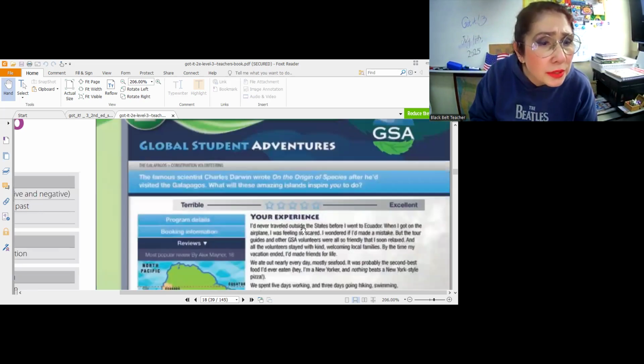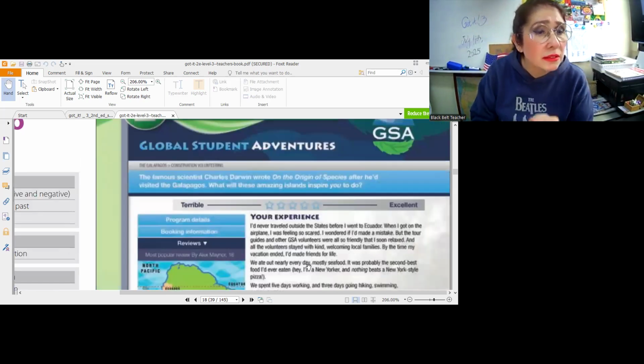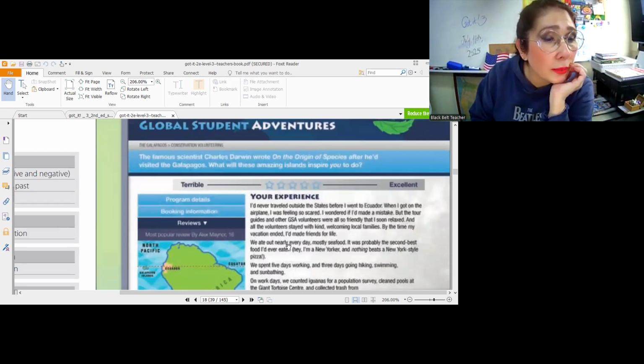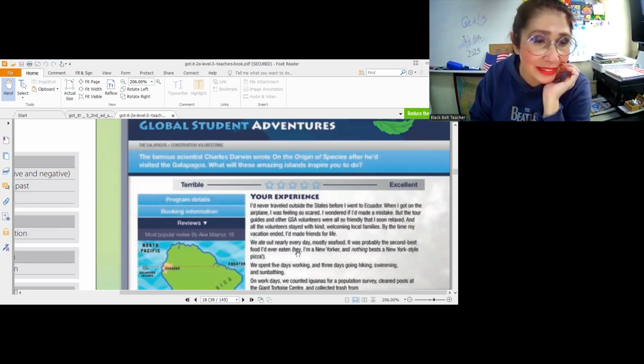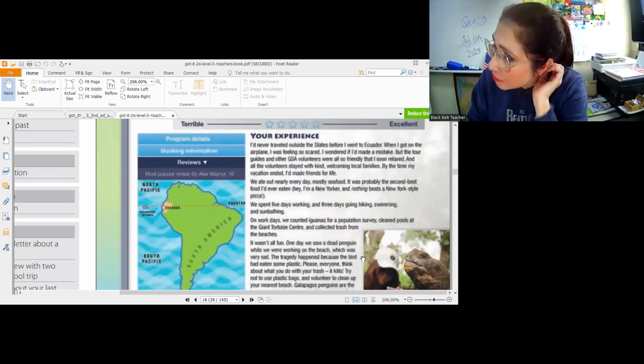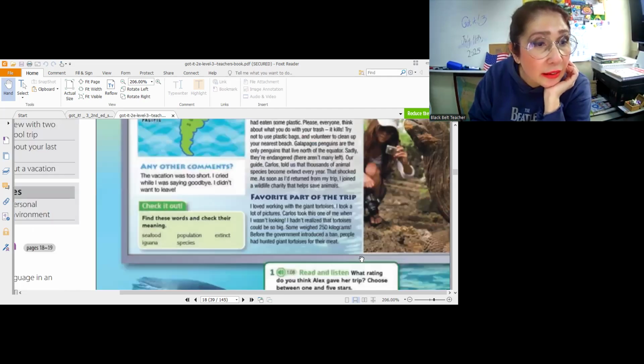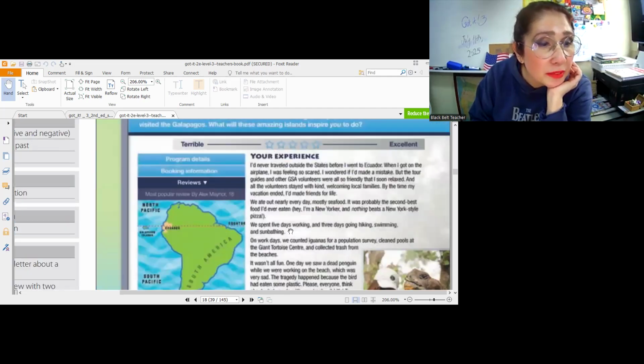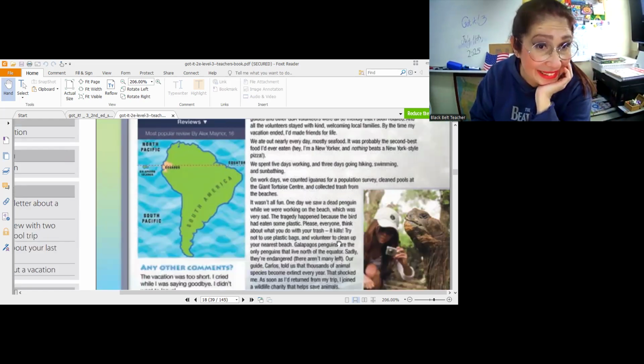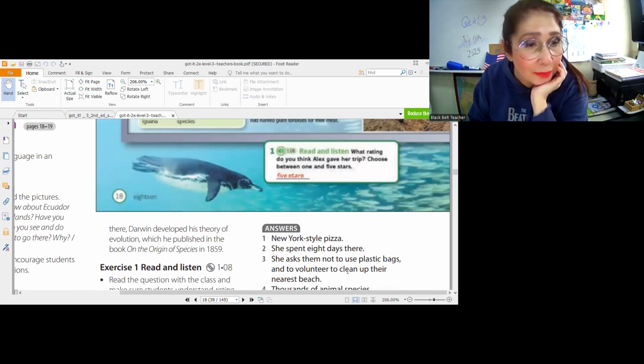Let me point out where she says about the pizza. Here: "We ate out nearly every day, mostly seafood. It was probably the second best food I'd ever eaten. Hey, I'm a New Yorker, and nothing beats a New York style pizza." And she spent 8 days there. Let's see. "We spent 5 days working and 3 days going hiking, swimming, and sunbathing." So 5 plus 3 equals 8. So yeah, she spent 8 days there.